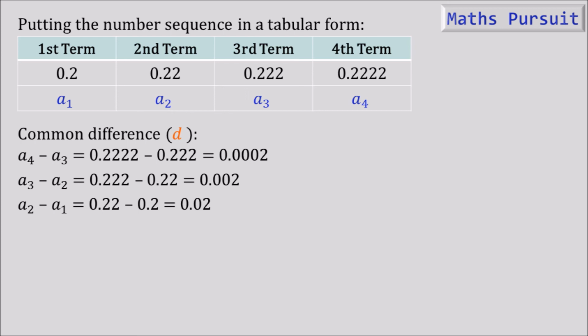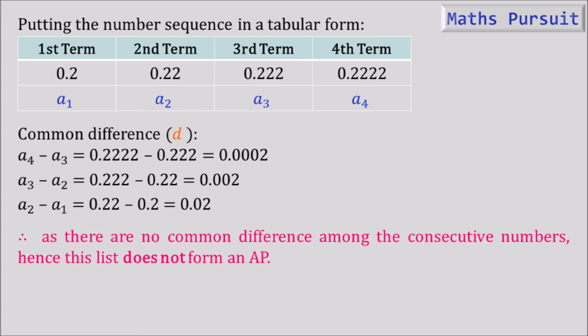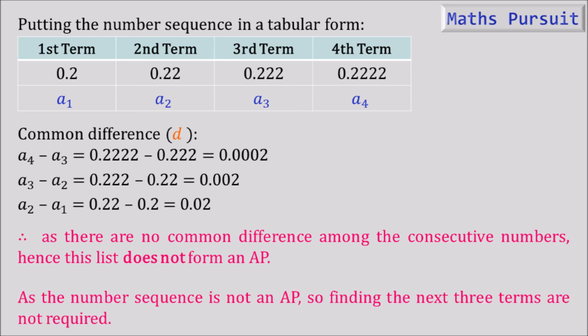So guys, we could see that the common difference D is not consistent. It is changing each time. Therefore, as there is no common difference among the consecutive numbers, this list does not form an arithmetic progression. Now, as the number sequence is not an arithmetic progression, finding the next 3 terms is not required. Had it been an arithmetic progression, then we would have worked out the next 3 terms.